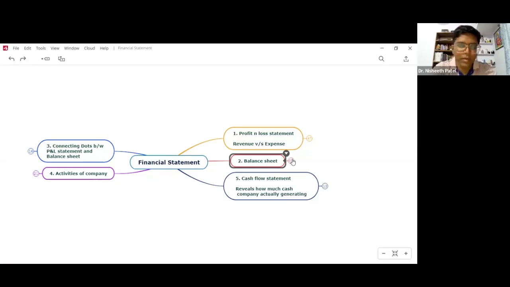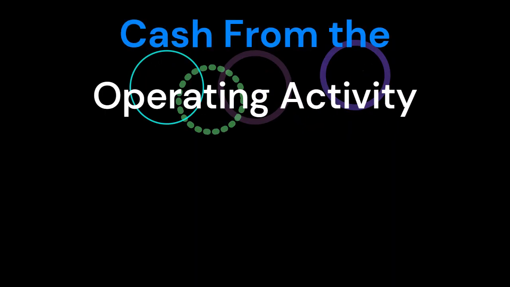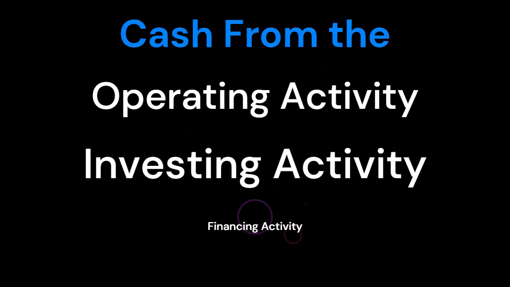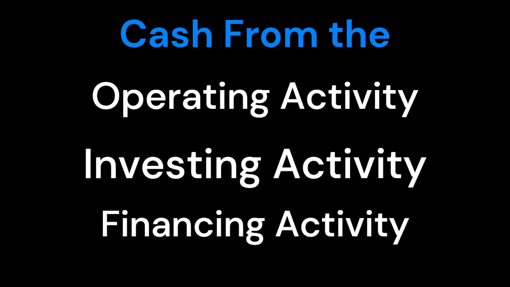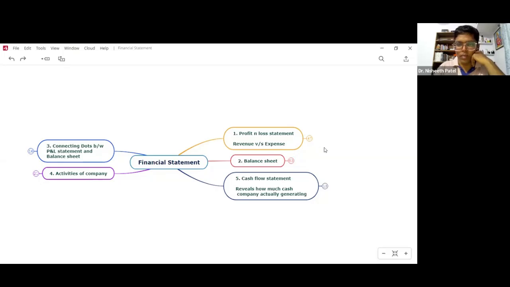So the three components of the cash flow statement are cash from the operating activity, cash from the investing activity, and cash from the financing activity. We will go into detail on all these things one by one.